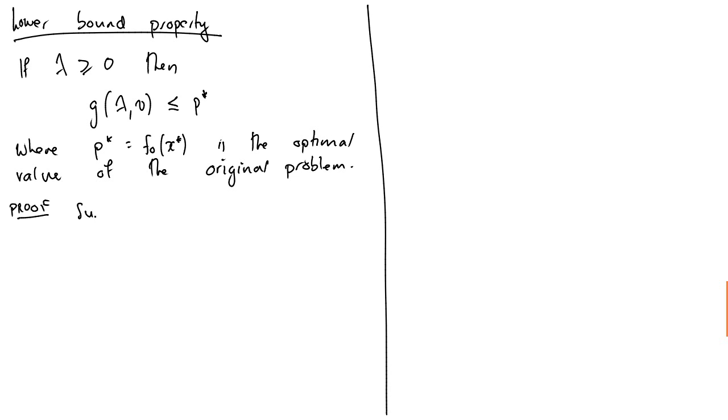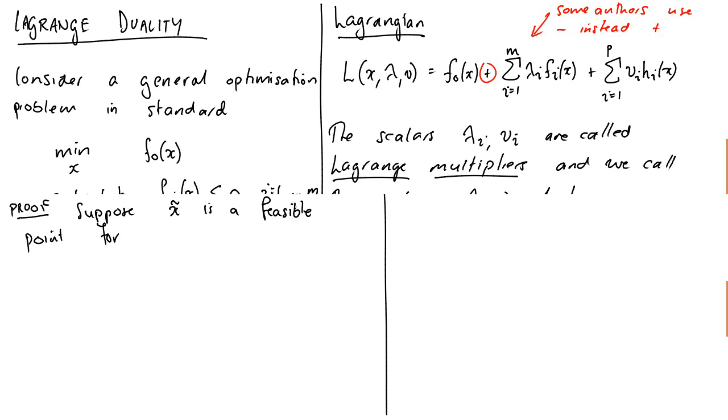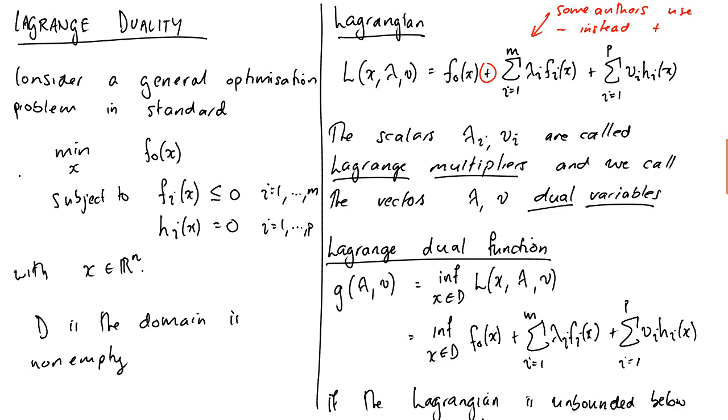Suppose x tilde is a feasible point for our original problem. In fact, I'll give that original problem a number. Let's just call this equation 1, since I'm going to keep referring to it. Let me make it blue. There we go. Blue, equation 1.